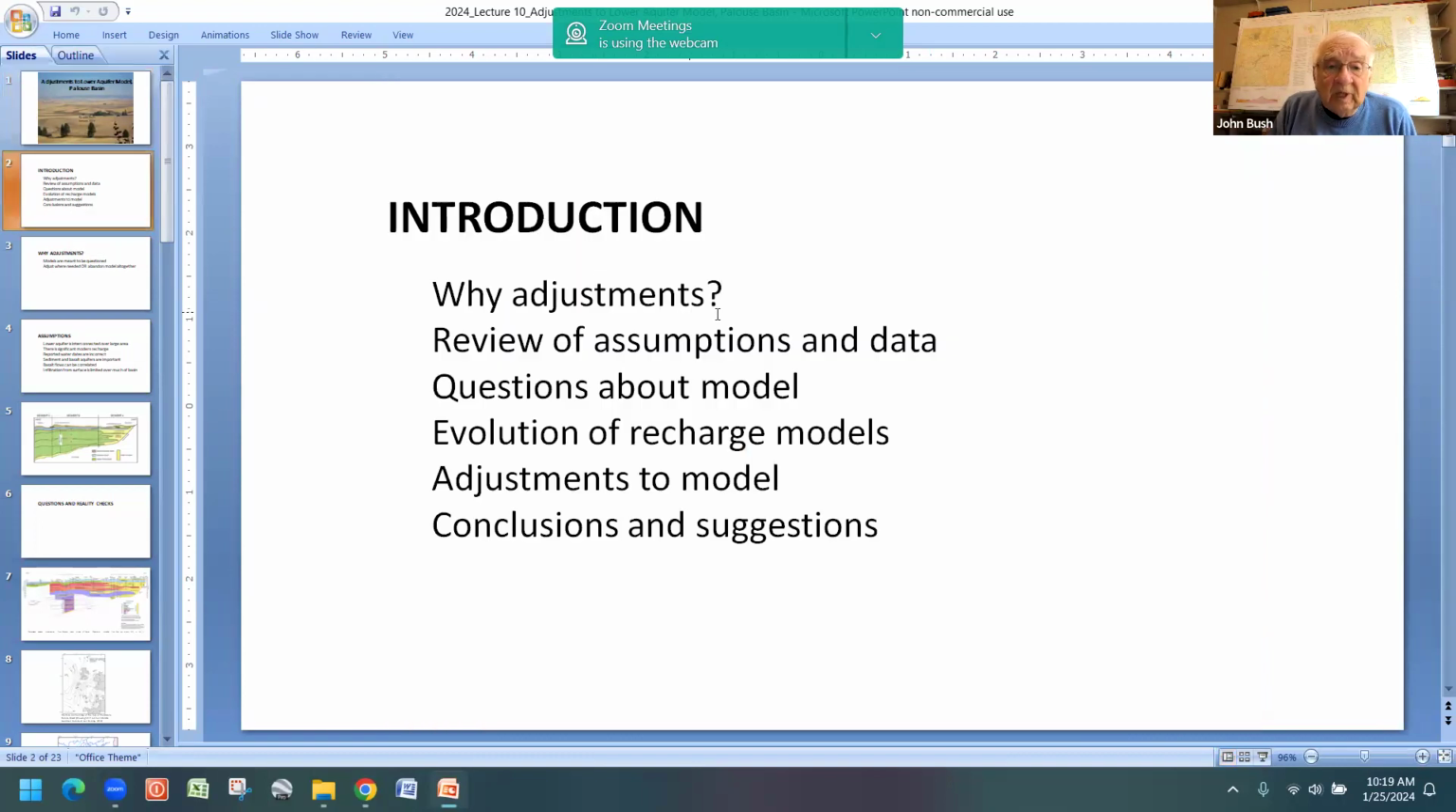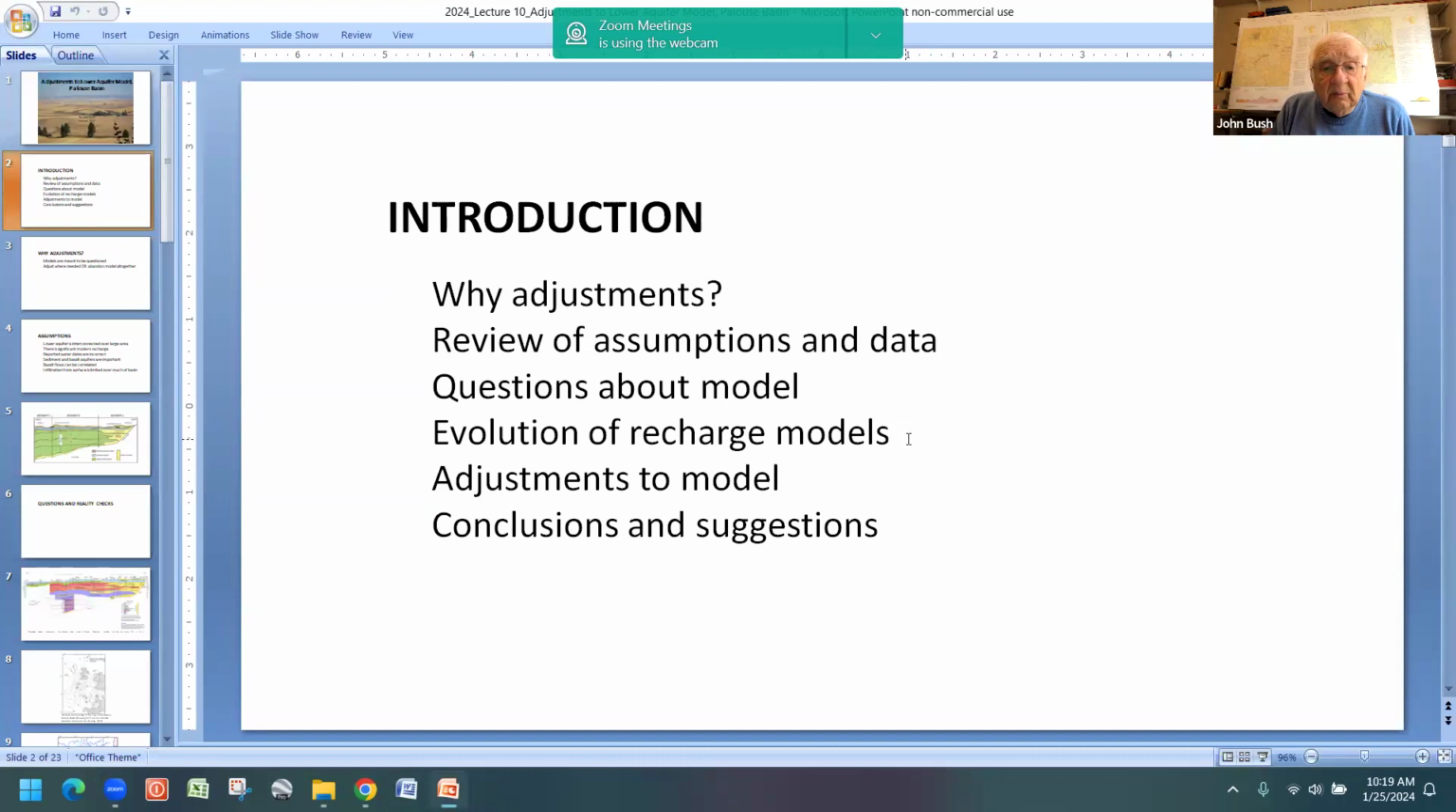We'll make a couple of statements on why we are making adjustments. We're going to review assumptions and data. We're going to raise some questions about the model, about our present thinking.